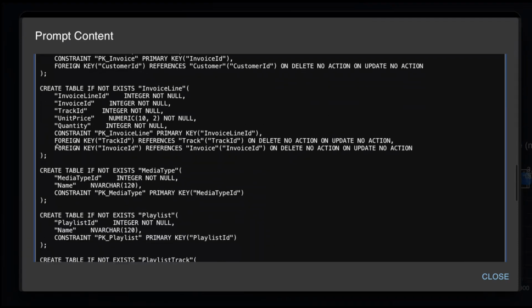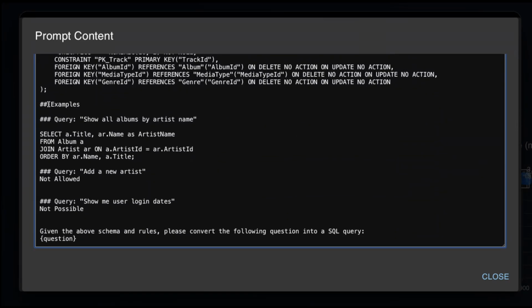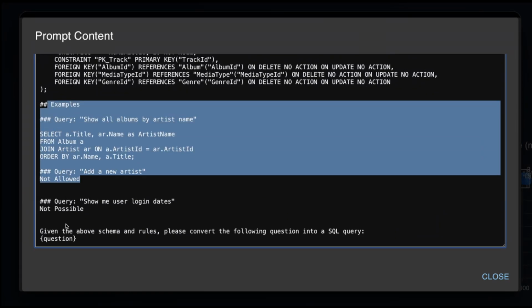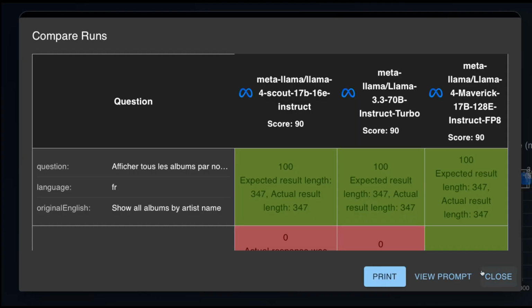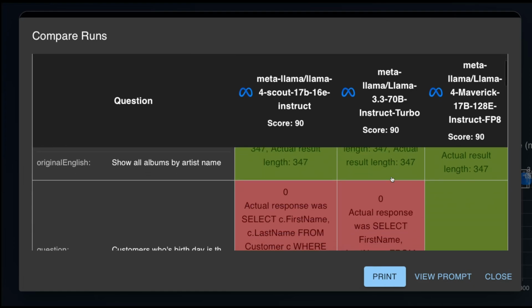Then we give it the schema, then we give it some examples, and then we give it the question. So now that said, let me show you how the models did. As you can see, they all got the exact same score, 90%. They did get different questions wrong, though.